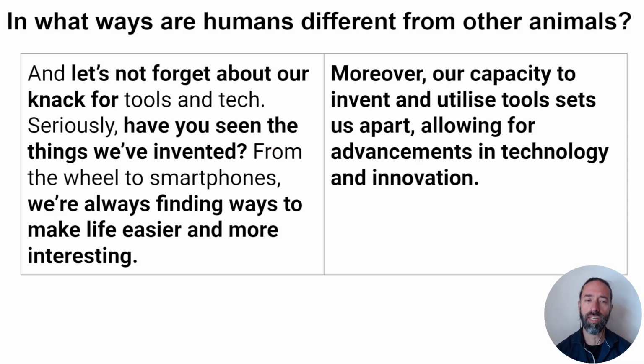"Have you seen the things we've invented?" Here we're using a present perfect structure: "Have you seen the things we have invented?" It's a bit more complex structure. Again, giving some basic examples: wheels, smartphones. And again, "we're always finding ways to make life easier and more interesting." Present continuous, and a different present perfect here. So you're mixing different tenses to show that you have the ability to mix tenses.